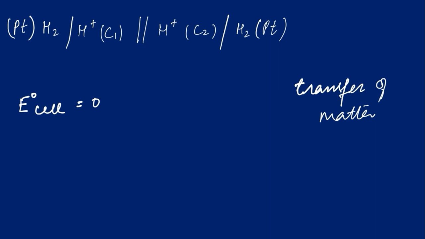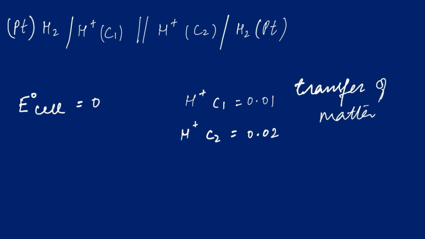Now, if you consider two half cells, in one of the half cells, H plus ion concentration, let it be C1, is equal to 0.01 moles per liter. And in another half cell, the concentration of H plus ions is C2, let it be 0.02 moles per liter. Both the half cells have hydrogen electrode. The electrolyte contains H plus ions.